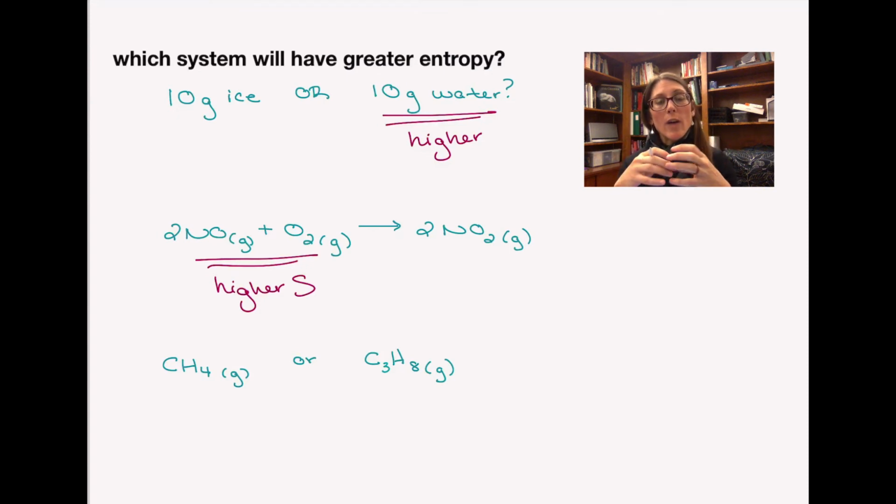The propane will have higher entropy because there are more particles within the molecule, which provides more different ways for those particles to move, for those atoms to move relative to one another. We say that propane has a greater number of degrees of freedom available to it, and thus it will have the higher entropy. In general, increasing molecular weight increases your entropy. Increasing molecular flexibility also will increase your entropy.